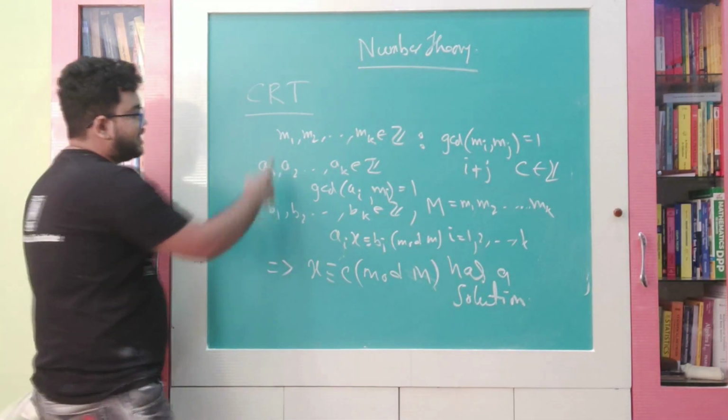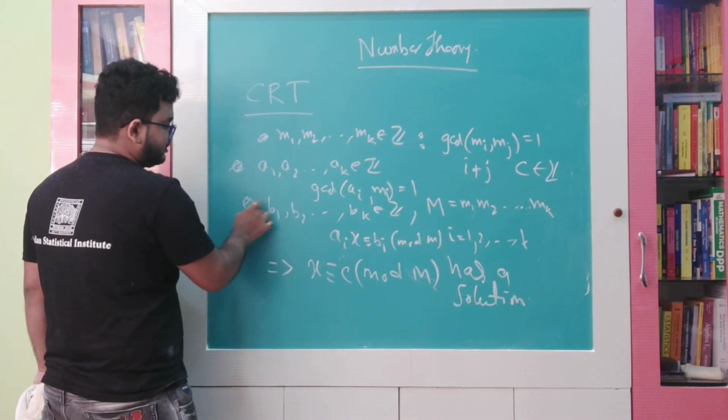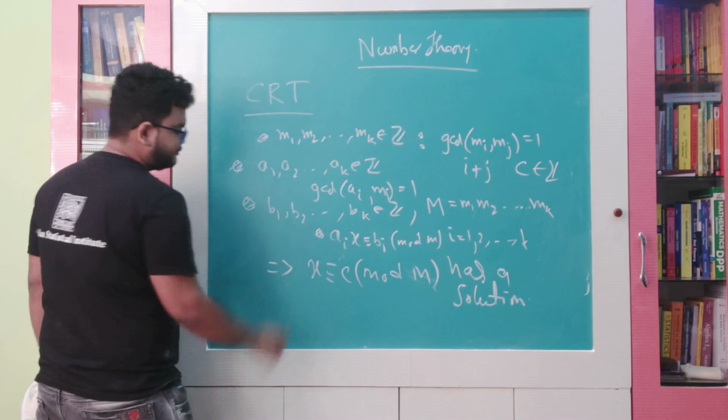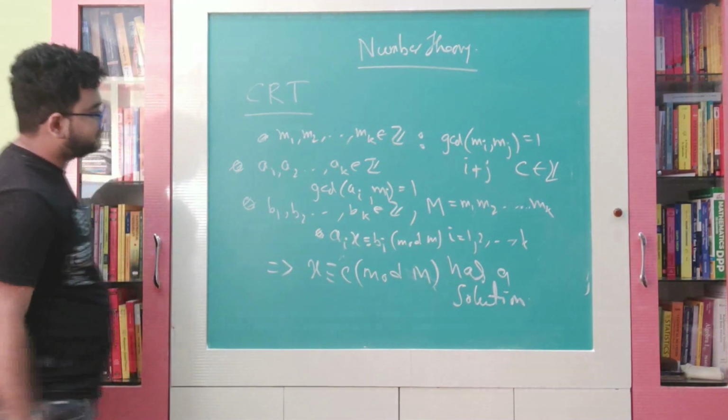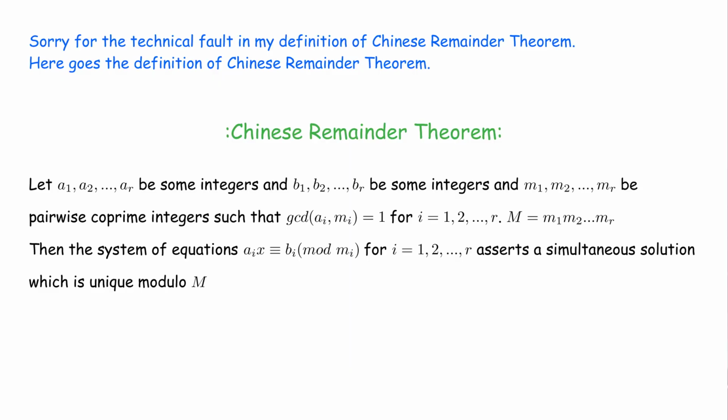This is the CRT. First note this one, next note this one, next note this one, next note this one. This implies this as a solution.